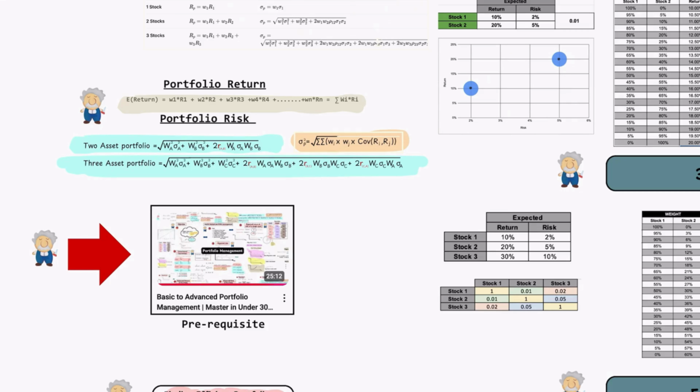It goes like W1 square sigma 1 square plus W2 square sigma 2 square plus 2 into correlation W1 sigma 1 W2 sigma 2. And this is a 2-stock portfolio formula. For 3 and 4 stock portfolios, this formula expands accordingly.